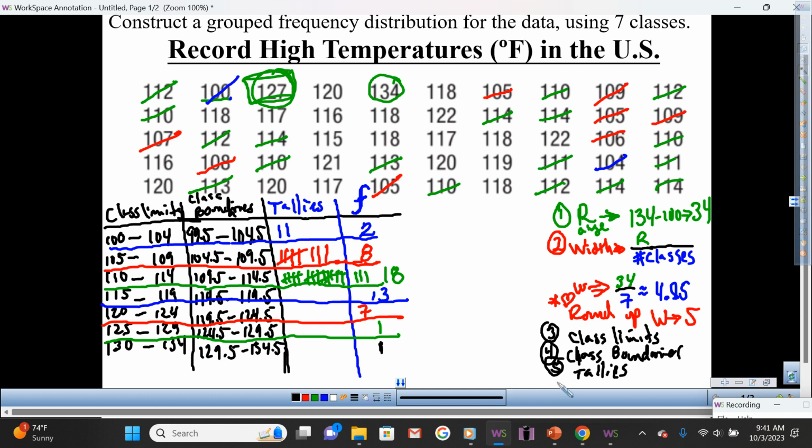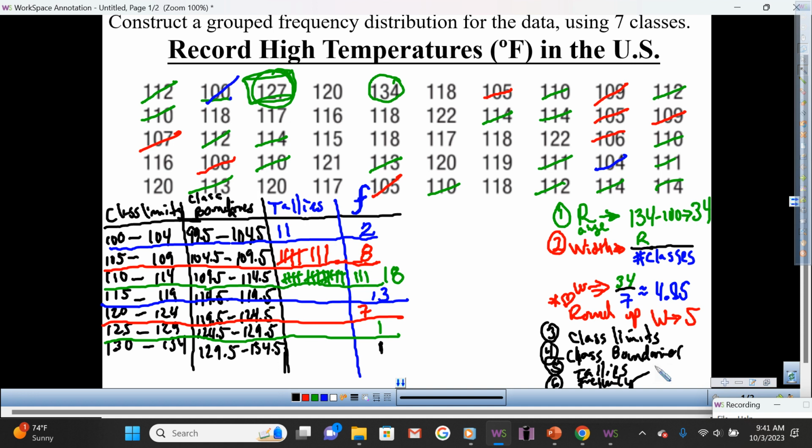So, what would be our 6th step, guys? We got class limits, class boundaries, we got tallies, and our 6th step is our frequency. All right, so once again, the entire process: they give you data. First thing you do is the range. Second thing, the width. From there, we establish our class limits using the width, write the upper limit for each of those. Then from there, we go to boundaries, minus a half, plus a half for each class boundary. And then from there, our tallies with our data, and then we just write our frequency.